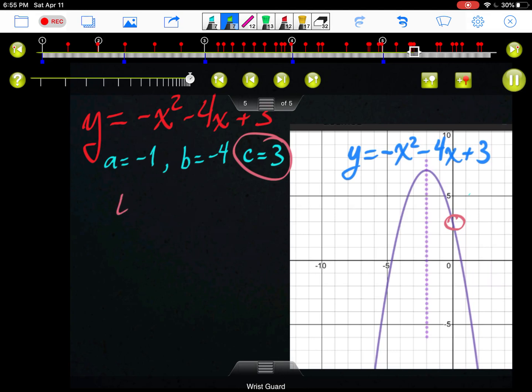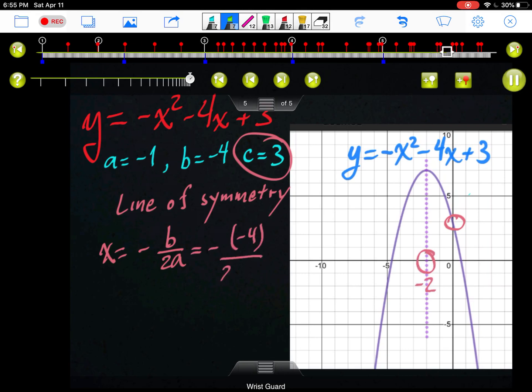Okay? Now, line of symmetry. Negative b over 2a, and this is going to be tricky, folks. Just keep in mind here, it looks like the parabola has a line of symmetry at x equals negative 2. That's what it looks like the parabola goes through. I just want to double check that with the formula with you, because this is going to be tricky. I put this example in here because all these negative signs make it kind of tricky to deal with sometimes, okay?